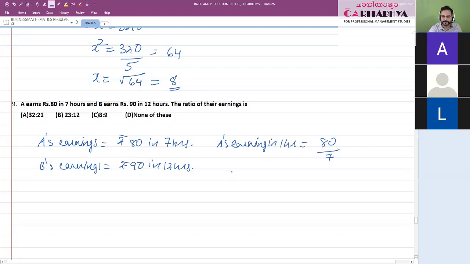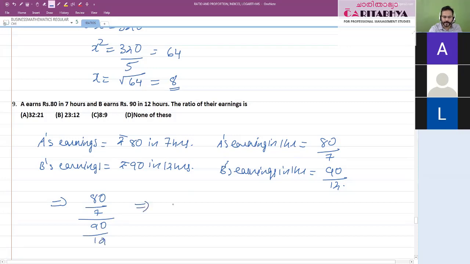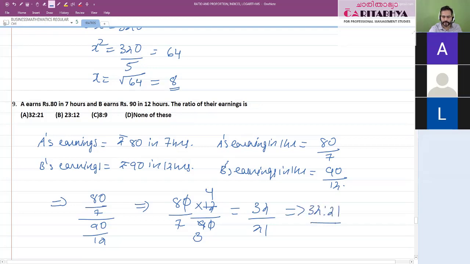A's earnings in 1 hour is 80 divided by 7. B's earnings in 1 hour, okay, 90 divided by 12. So that implies 80 divided by 7, the whole divided by 90 divided by 12. Division by a fraction, take the reciprocal and multiply. 80 divided by 7 into 12 divided by 90. So 10 cancels, 3 cancels, 4 and 3. So 8 into 4, 32 divided by 21, or 32 is to 21 will be the ratio of earnings of A and B.